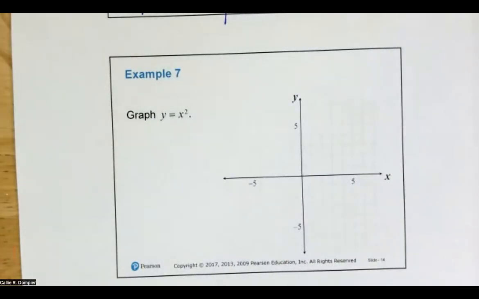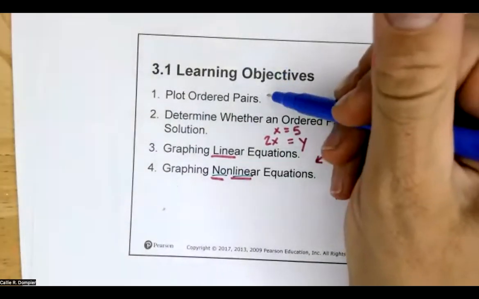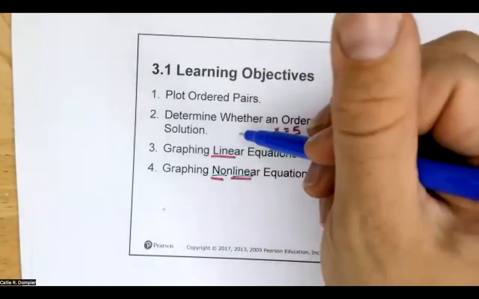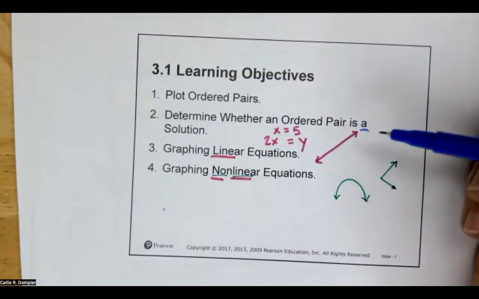Examples 7, 8, and 9 are no longer linear equations. So they asked us to plot ordered pairs. We did that. Determine whether an ordered pair is a solution. And remember, there are many solutions. Every point on that line is a solution.